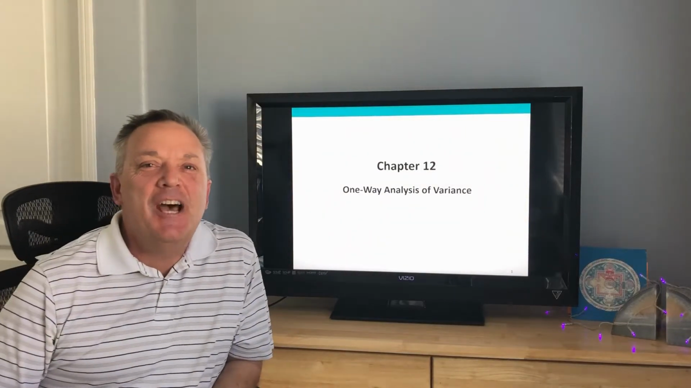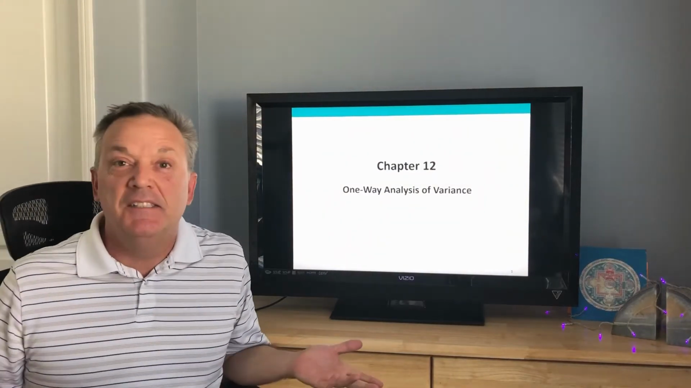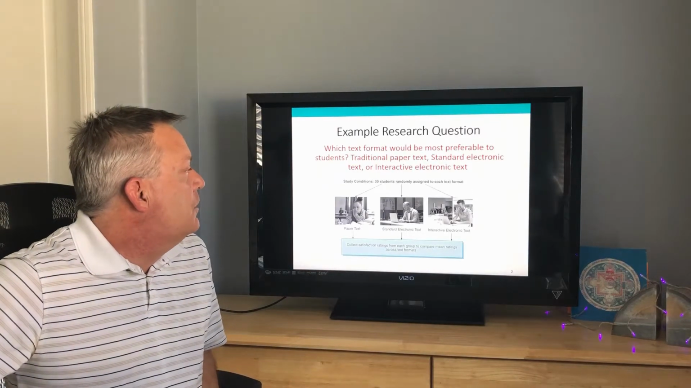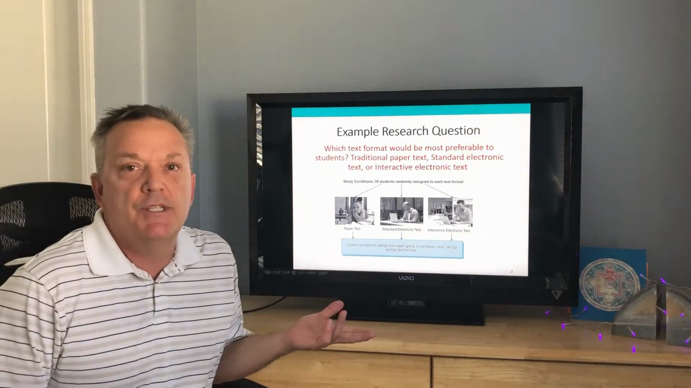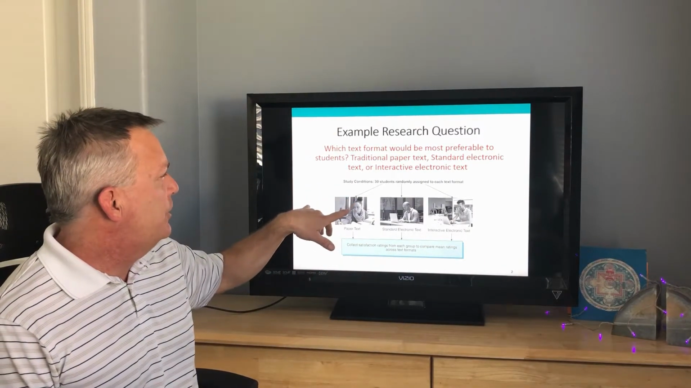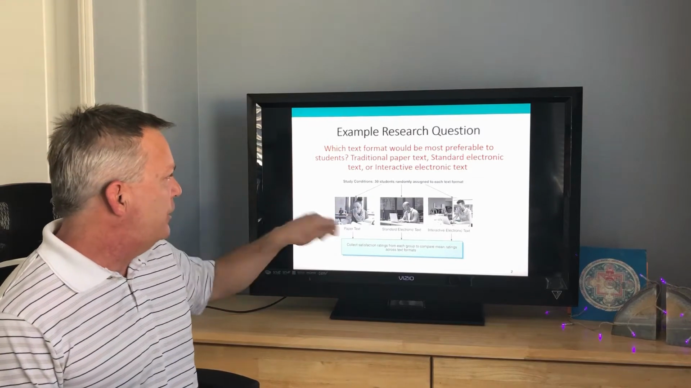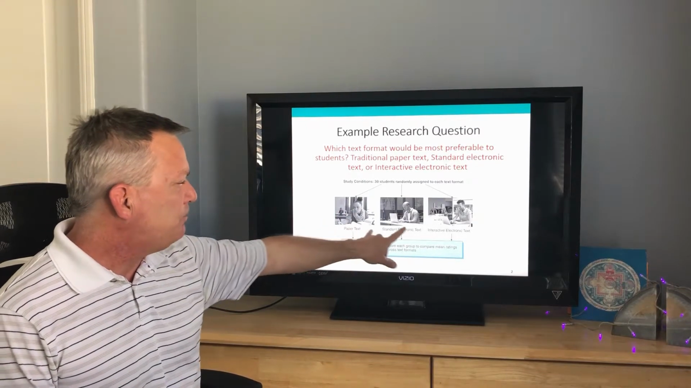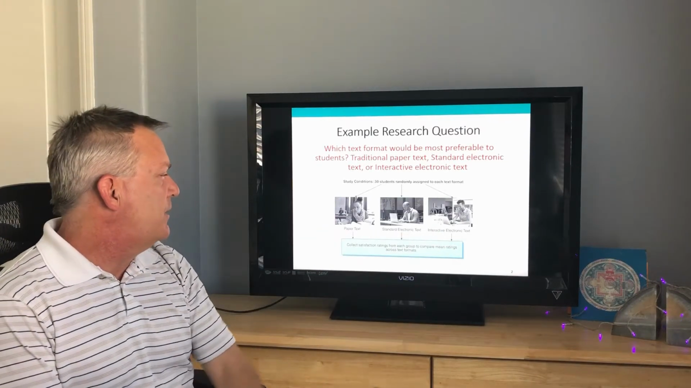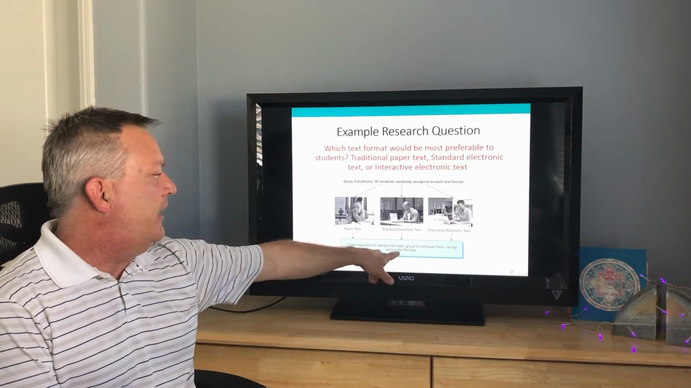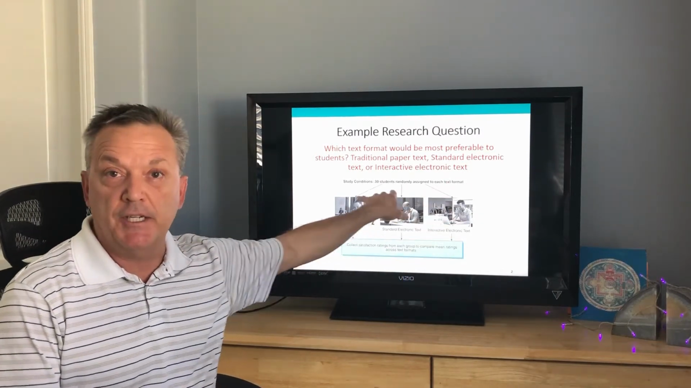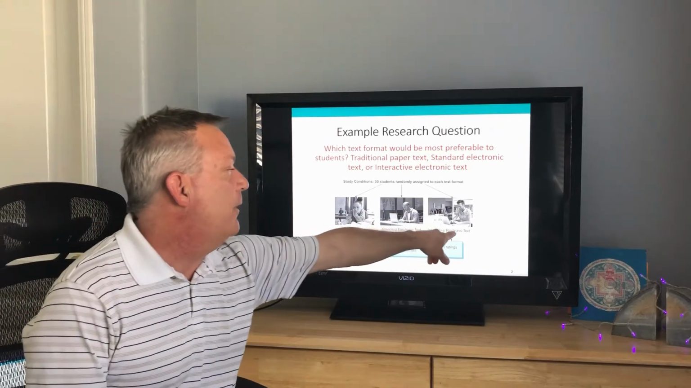Welcome class to Chapter 12 on one-way analysis of variance, also called ANOVA. The chapter gives the example of a research question: which text format would be most preferable to students? The traditional paper text, standard electronic text, or interactive electronic text. They collect satisfaction ratings from the group and compare the mean ratings across the text formats to see which one they like the best.